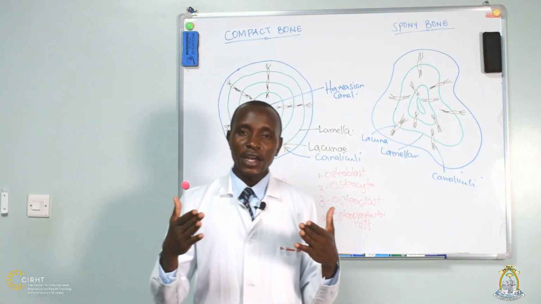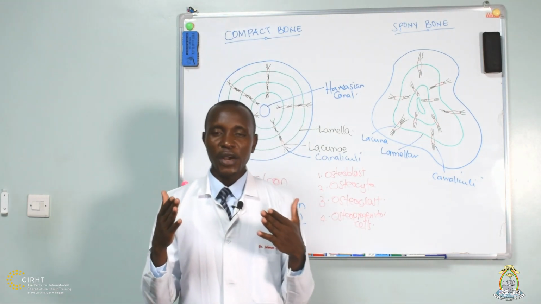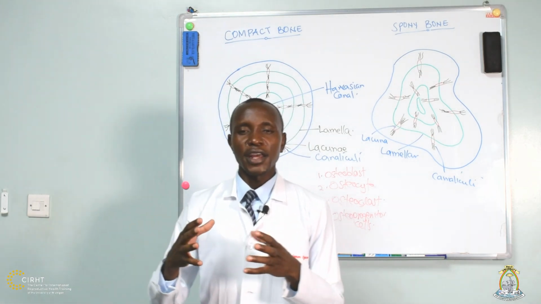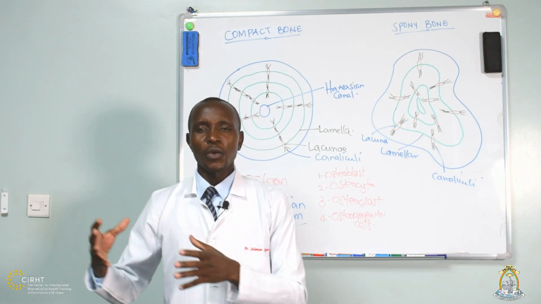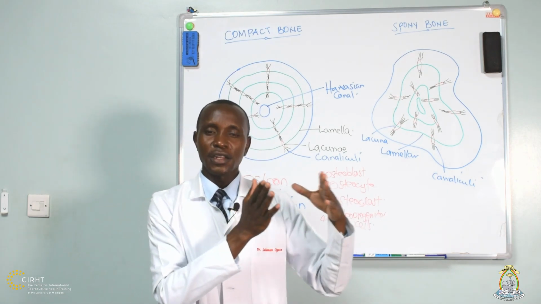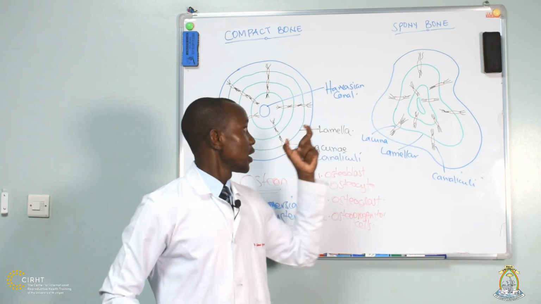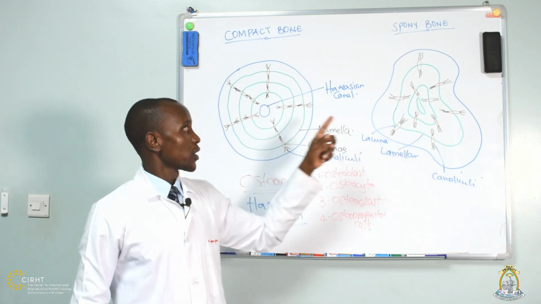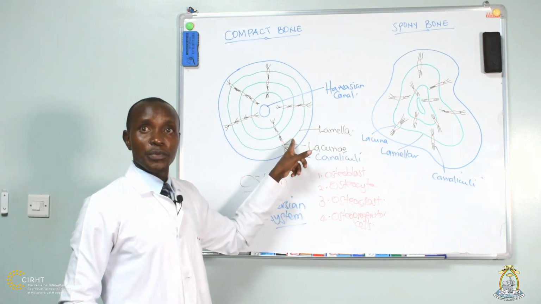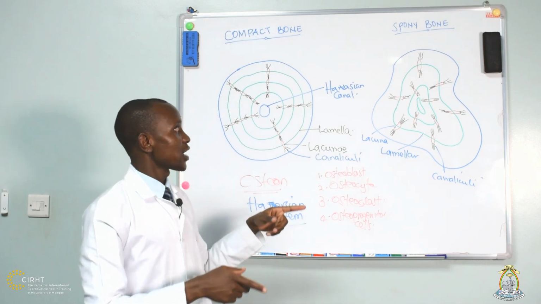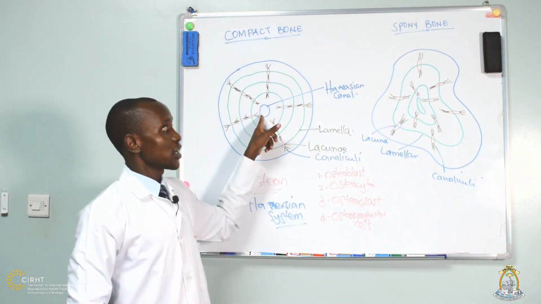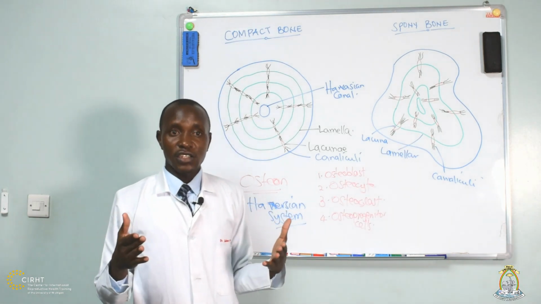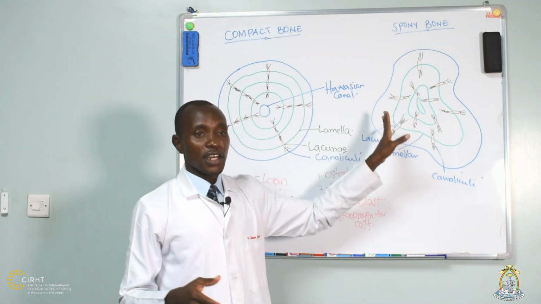Let us just summarize the differences between the compact bone and the spongy bone. You see that the compact bone is present on the external part of the bone, while the spongy bone is located within the marrow cavity. In terms of strength, compact bone is stronger than the spongy bone. The lamella in compact bone is arranged concentrically around a central canal called Haversian canal, while in spongy bone, the lamella is not well arranged, and there is no Haversian canal.